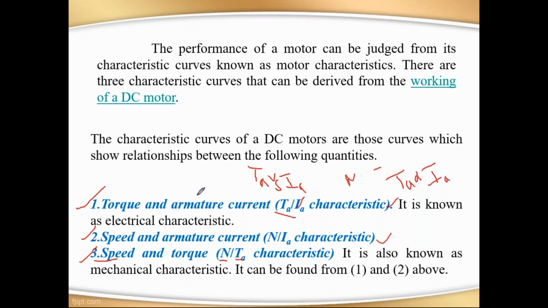So how does a DC motor work? Electrical energy to mechanical energy, right? Now by using this electrical characteristic and this one, we can obtain the mechanical characteristics. So these are the three types of characteristics used to find the performance of a particular DC motor. Now let me see how we can obtain these three graphs for a DC series, DC shunt and DC compound.